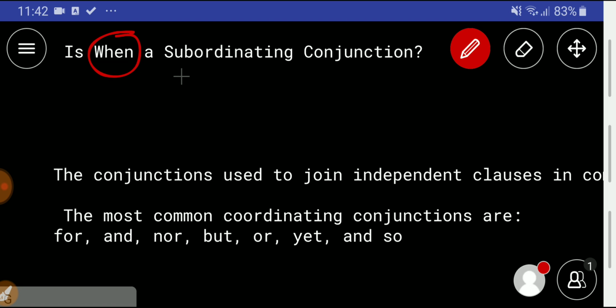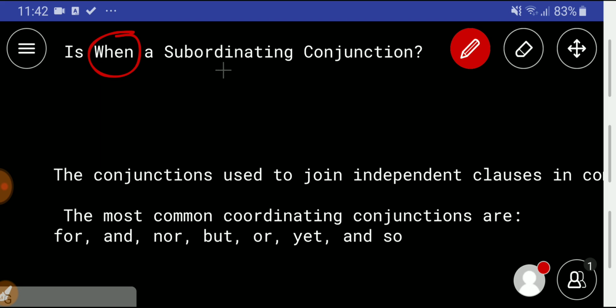Today we'll determine whether "when" is a subordinating conjunction or not. We know that a subordinating conjunction is used before a dependent clause. In a complex sentence we have two types of clause: one is an independent clause and the other is a dependent clause. We use a subordinating conjunction before the dependent clause, and the meaning of the dependent clause depends on the independent clause.